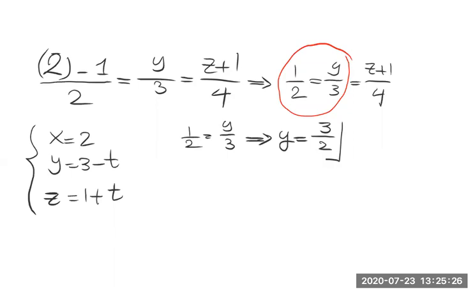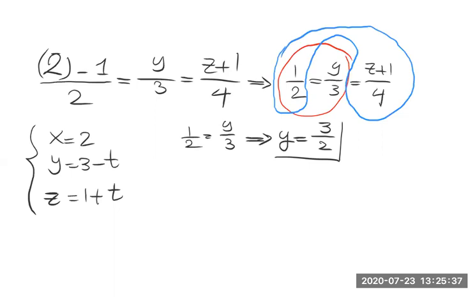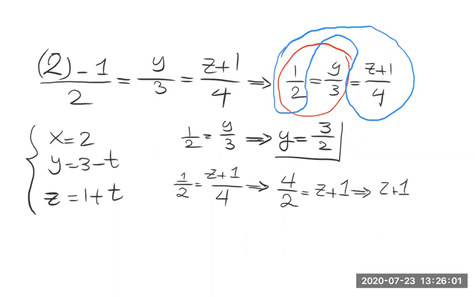That's y. Now, I should exploit the other part of this equation, the fact that 1 over 2 is also equal to z plus 1 over 4. So 1 over 2 is equal to z plus 1 over 4. If I multiply both sides of this equation by 4, I would get 4 over 2 equals z plus 1. In other terms, z plus 1 would be equal to 2, which means z is just 1.